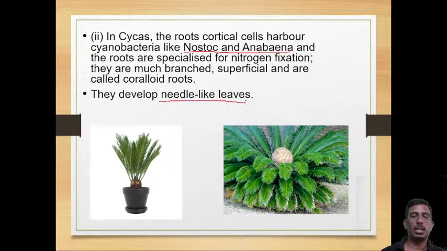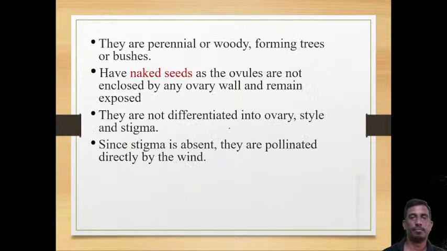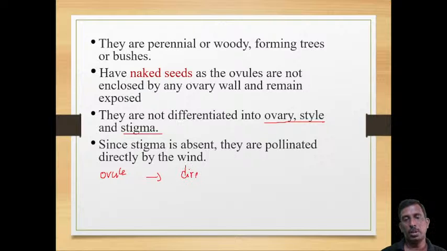And leaves will be needle-like. So you have naked seeds. In Gymnosperms there is no ovary wall; they don't have ovary, style and stigma, only ovules are present. As there is no stigma, the pollen grains fall directly on the ovule by wind. It is called direct pollination.